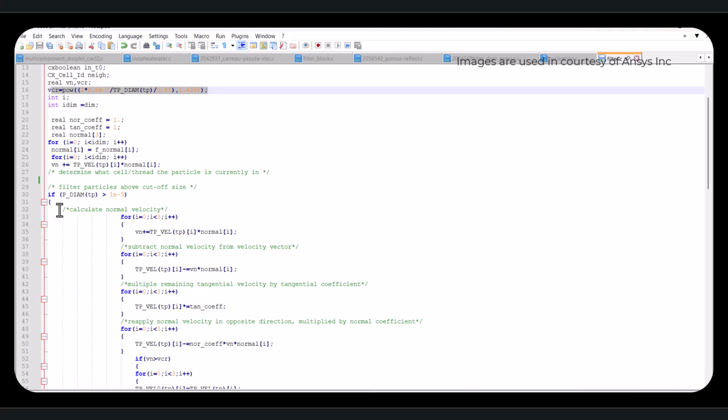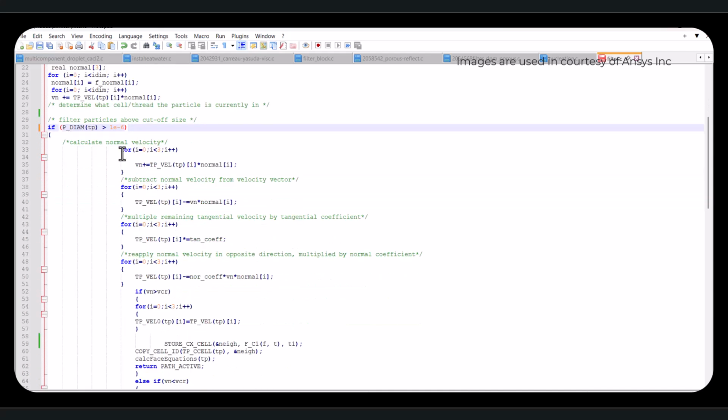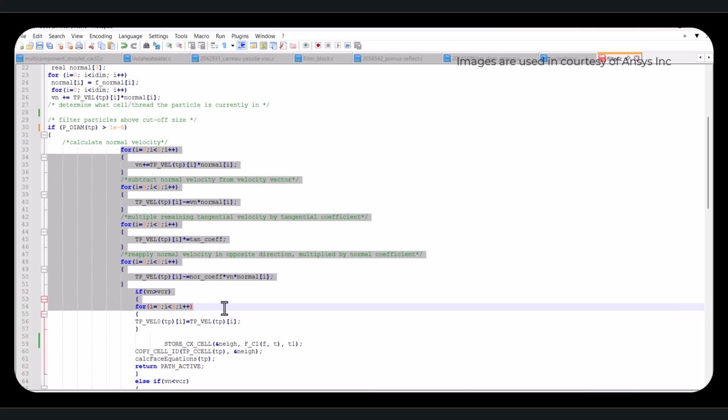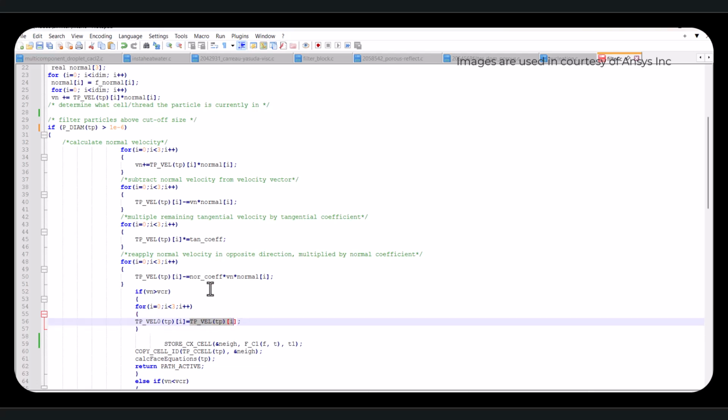If you check, the first if loop is the diameter should be greater than 1e-6, and it will solve everything to find out the velocity of the particle. These are the velocities of the particles. The velocity of the particles has three components: x, y, and z. Right, so this is the procedure to calculate the velocity of the particle when it is hitting.